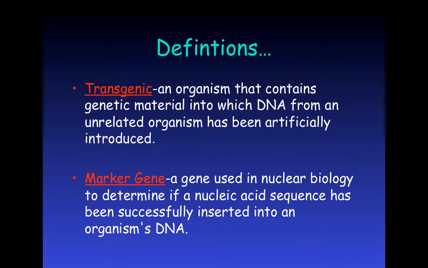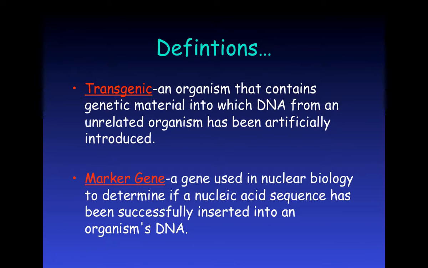All right, so a couple of definitions here. When we refer to something as being transgenic, we're talking about an organism that contains genetic material into which DNA from an unrelated organism has been artificially introduced. So that can be combining, fusing cells and nuclei. It can be snipping out genes and inserting them. There are a number of different ways that we can do that. A marker gene.